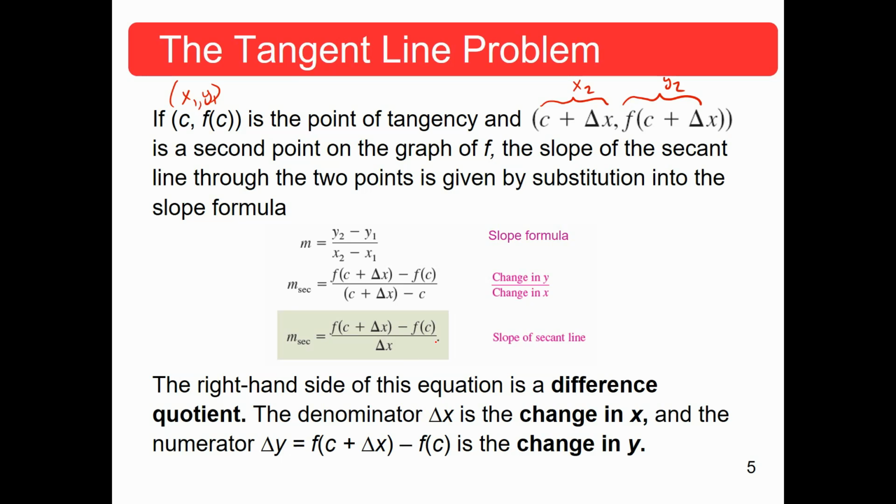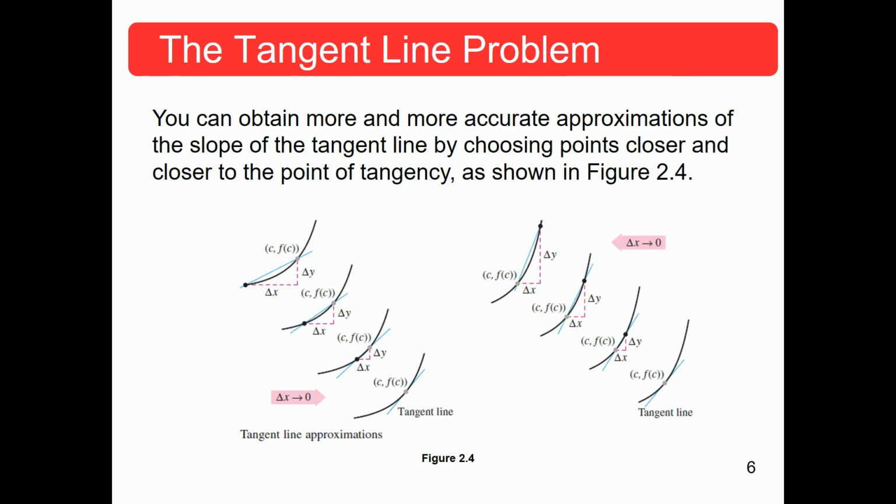Now, that delta x, that denominator, represents the change in x, and that f of c plus delta x minus f of c represents the change in y, right? The slope, y2 minus y1 over x2 minus x1. So we can get a better and more accurate approximation of the slope of that tangent line by choosing points that are closer and closer to the point of tangency. So if we move this point down, if it gets closer and closer, it looks like we're moving the delta x up, right, which is what we're doing.